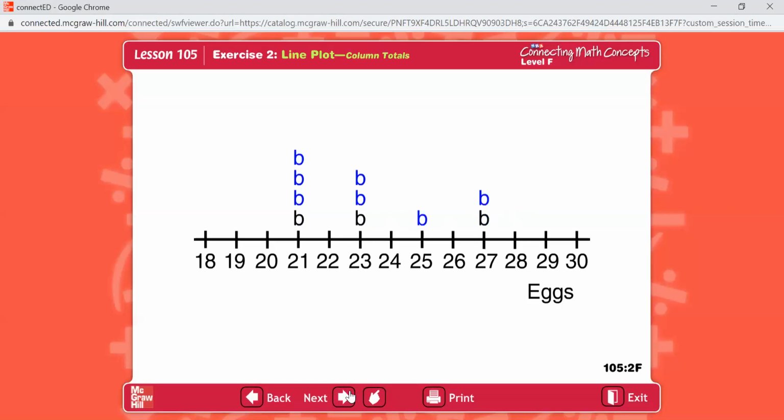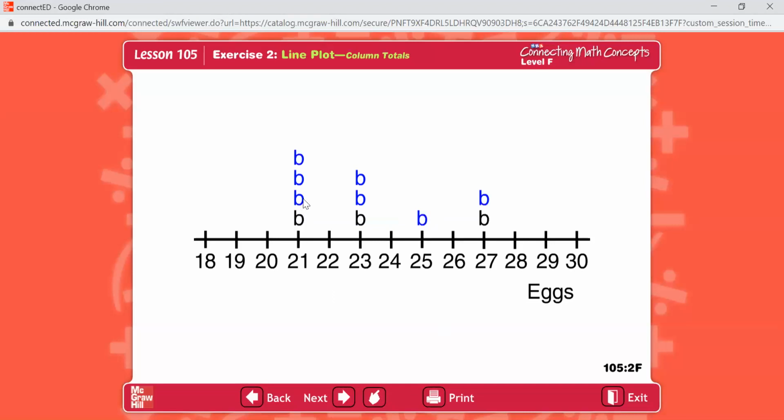Now you're going to figure out eggs for all the baskets. The addition problem for 21 is 21 plus 21 plus 21 plus 21. The addition problem for 23 is 23 plus 23 plus 23. 25 only has one B in it, so it's just 25. 27 has two B's in it, so it's 27 plus 27.